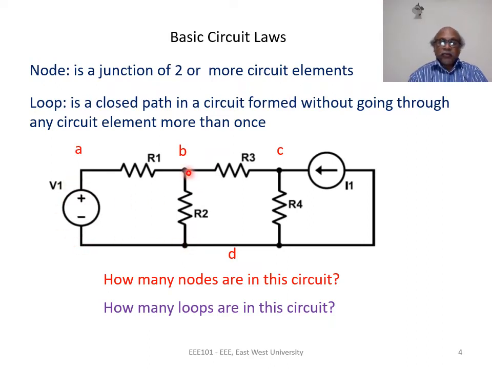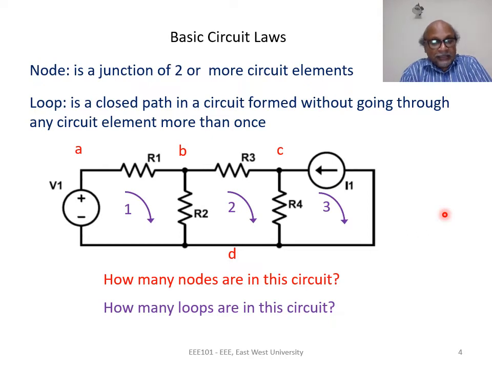The other loop is the middle one. We start from B, go to C, go down through R4 to D, go up to B through R2. This is another loop, and you can see that when we are defining these loops, we are not going through any circuit element more than once. And the third loop is this one. We start from C, go through the current source to D, then we go to C through R4, and that is the third loop. So we can show these 3 loops, 1, 2, 3, through these curved arrows.